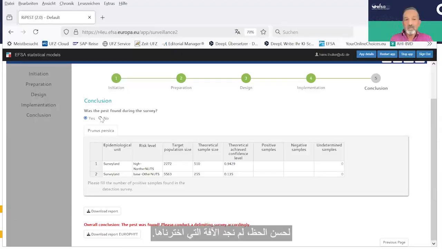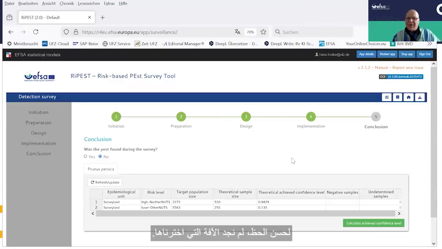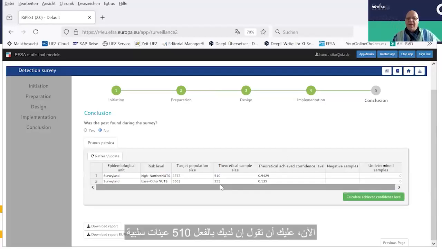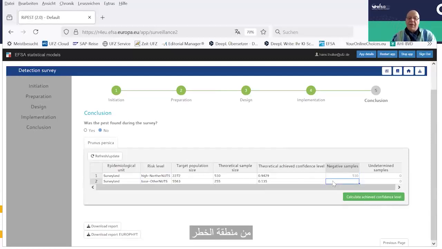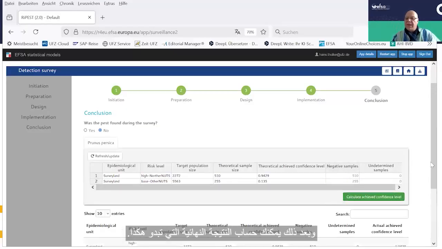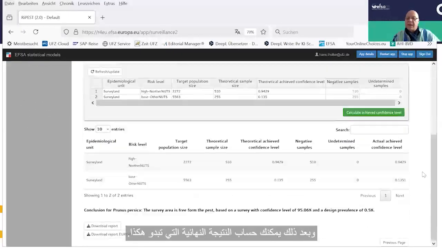The lucky situation is that you do not find a pest, which we choose now. Then you have to say that you actually have 510 negative samples from the risk area and 255 negative samples from the baseline area. And then you can calculate the final result that looks like this.